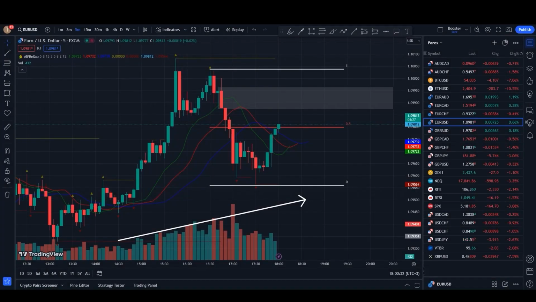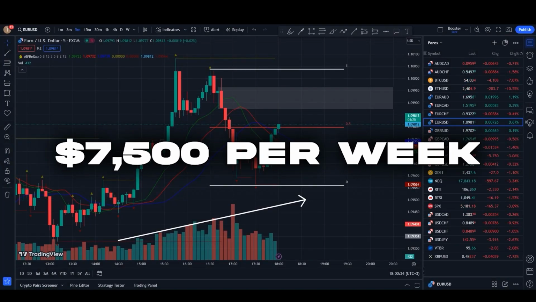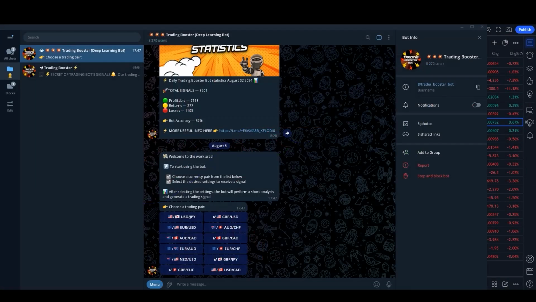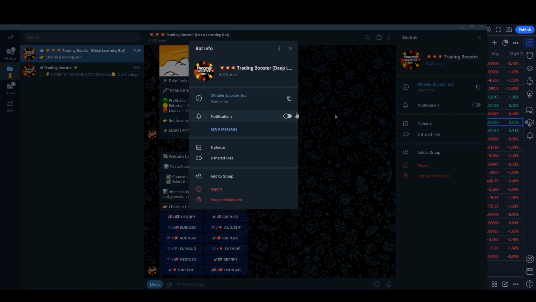This trading bot can bring you $7,500 a week. In order to activate this bot, you will need the Telegram platform. After you install Telegram, you need to find this bot. The link to it will be in the description and in the attached comment.